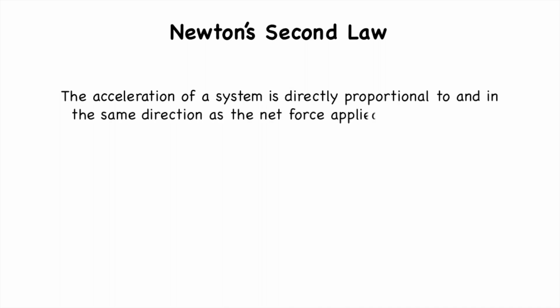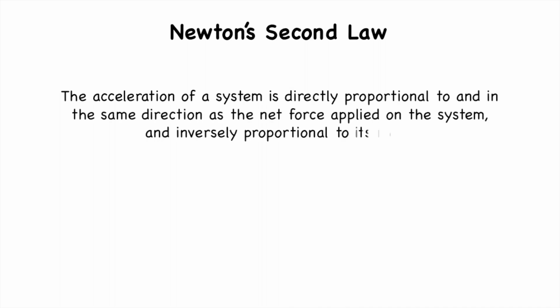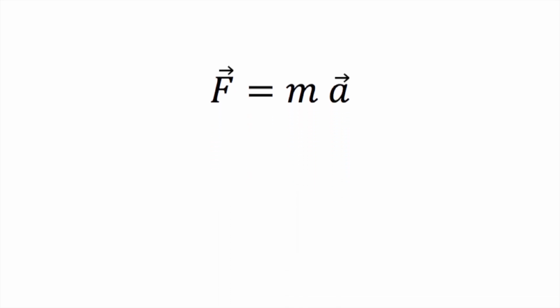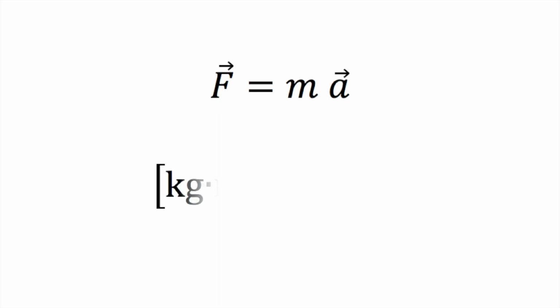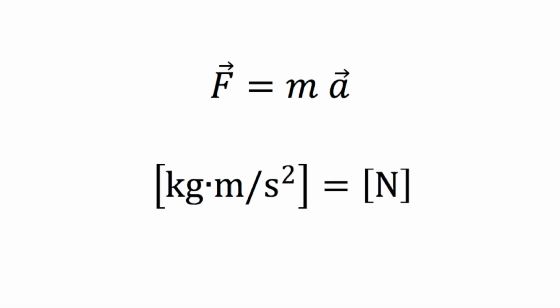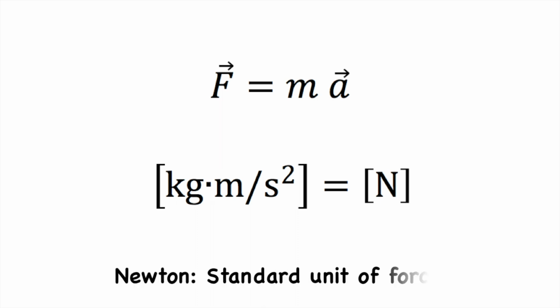The acceleration of a system increases with the force applied on it, and decreases with its mass. This law is best known in the form of this equation: force equals mass times acceleration. Newton's second law also defines the standard unit of force. In the International System of Units, force is expressed in kilograms times meters per second squared. This unit is called Newton.